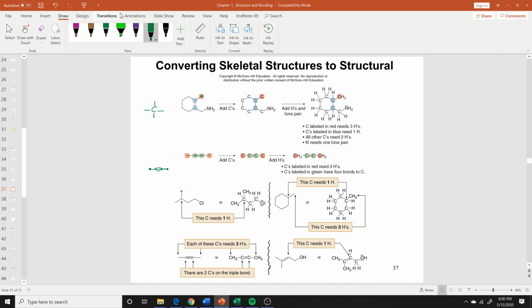This is a CH3. This is a CH3, so I'm changing this into a skeletal form. This carbon needs a hydrogen, so you add a hydrogen. This is a CH2, this is a CH2 and a Cl. You do the same for the rest.